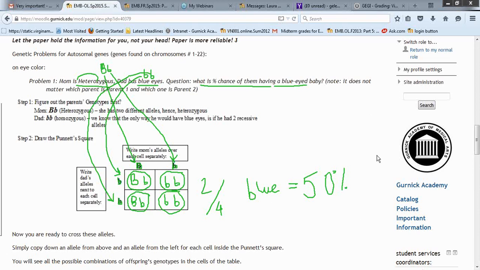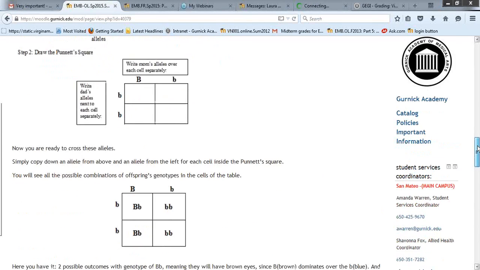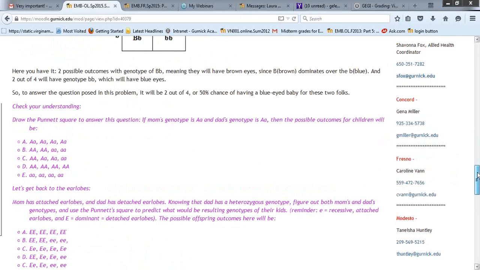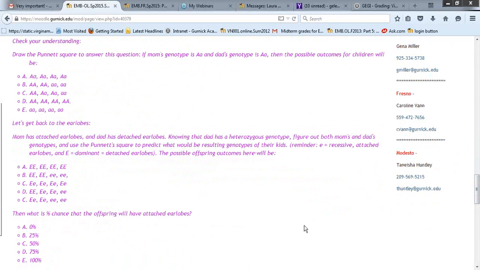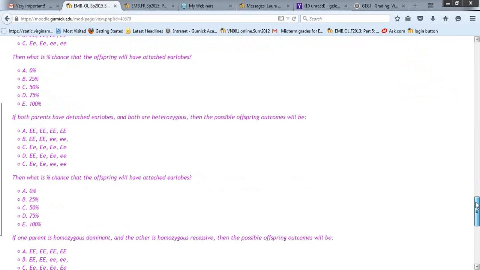Okay, let's move on to the next part. Here you see the results of it. And then you get to practice doing these with the practice questions. So make sure to get plenty of practice with these.